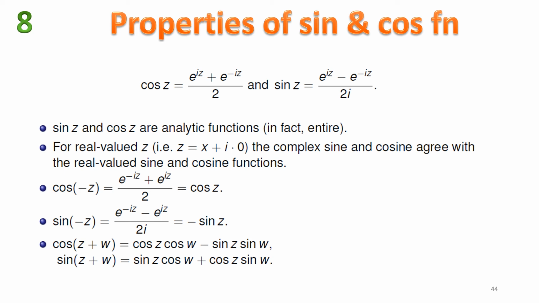So cos of z plus w, we are extending the formulas. Cos of alpha plus beta, we write cos alpha cos beta minus sin alpha sin beta. So here we can extend our definitions of the addition formulas of sine and cosine functions. So cos of z plus w, where z and w are two complex numbers, we have cos of z cos of w minus sine of z sine of w. Similarly, sine of z plus w is equal to sine of z cos of w plus cos of z sine of w.